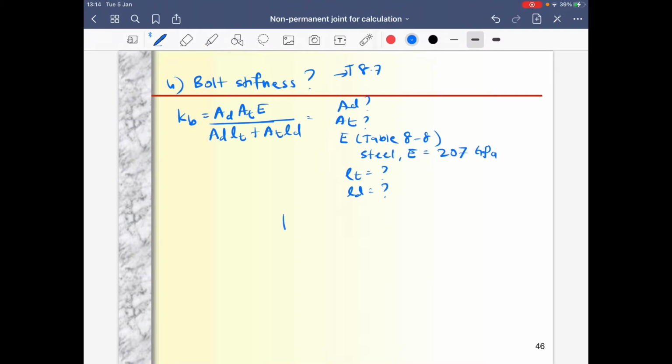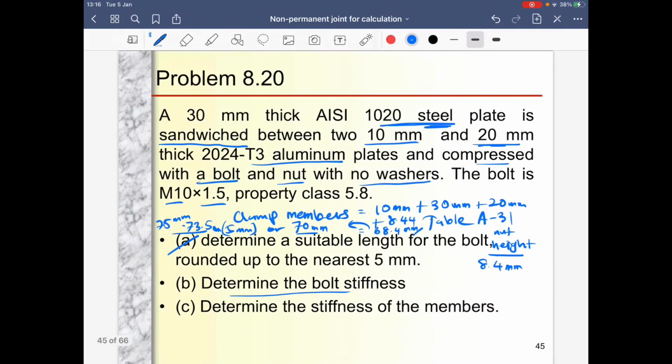So refer to table 8.7. Then you can get all the values that are required for all of them. And then finally you can get the final answer. kB is equal to the value in meganewton over meter.